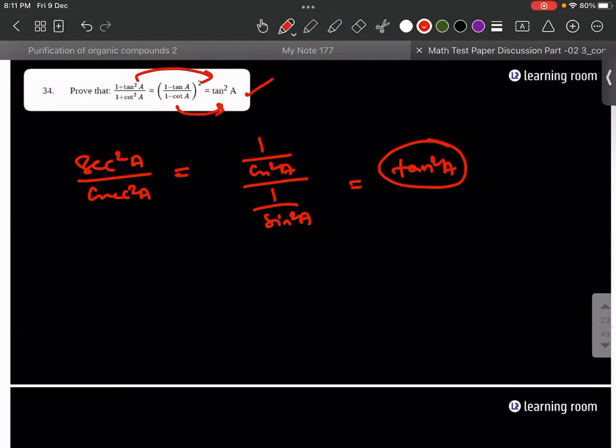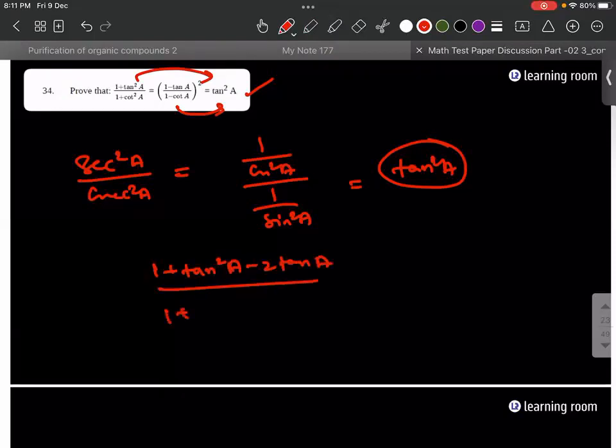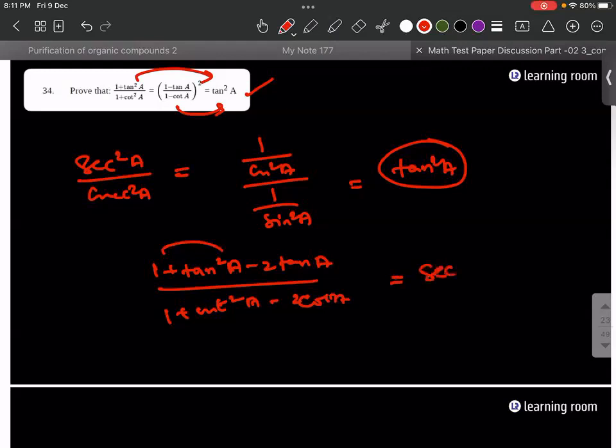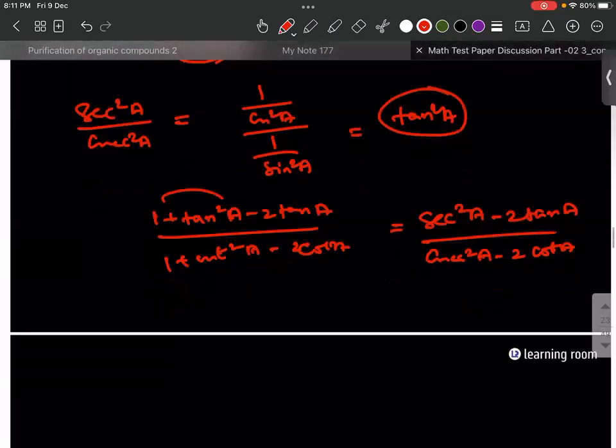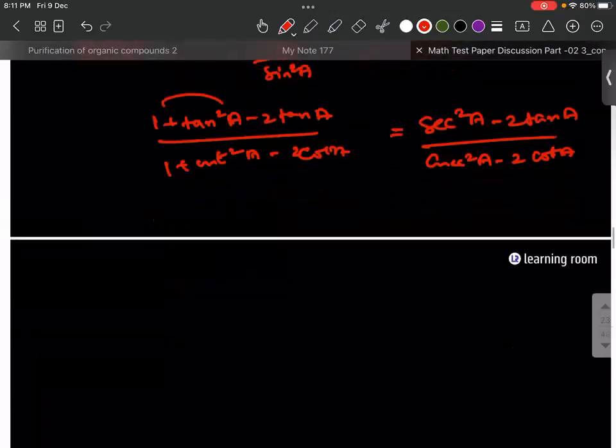Now you can prove the other part: 1 minus tan A by 1 minus cot A, the whole square. That is 1 plus tan square A minus 2 tan A by 1 plus cot square A minus 2 cot A. 1 plus tan square A is secant square A, so we get sec square A minus 2 tan A by cosec square A minus 2 cot A. Then we get 1 by cos square A minus 2 sin A by cos A.